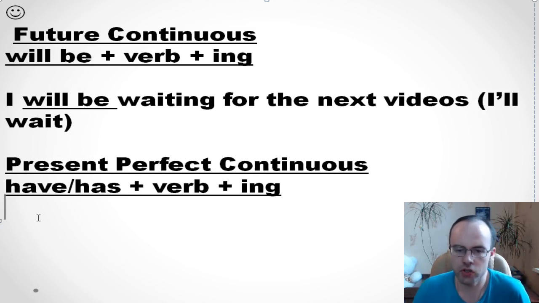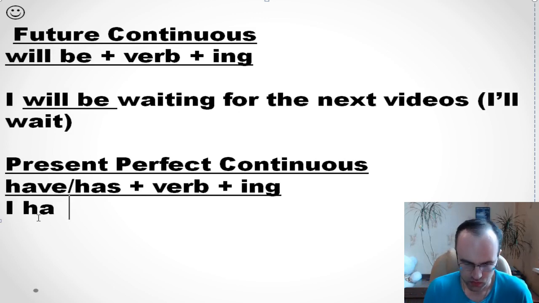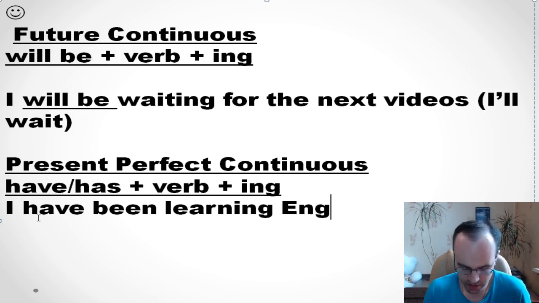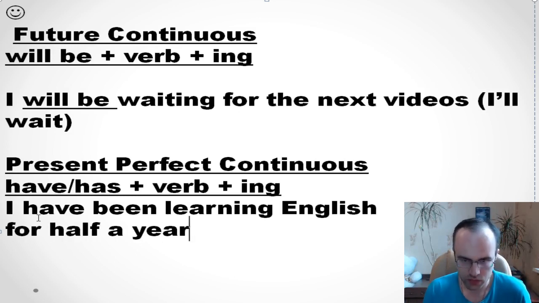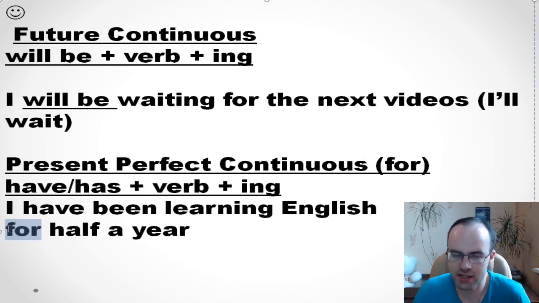You know, there is one very common sentence. I have been learning English for half a year. I have been learning English for half a year. So we use present perfect continuous with for. For tells us that we need to use this tense.